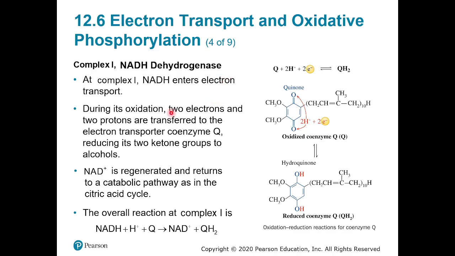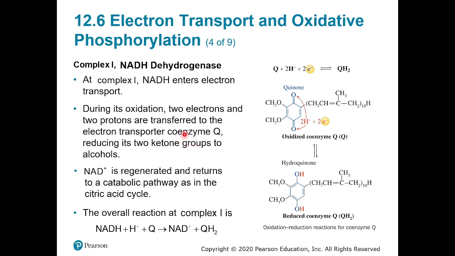This is going to take and oxidize the NADH. You're actually going to have 2 electrons and 2 protons that are going to be transferred to an electron transporter coenzyme, which is called Q typically. And that's this one right here. That's because of the quinone right here. This is ubiquinone, and these are the quinone.